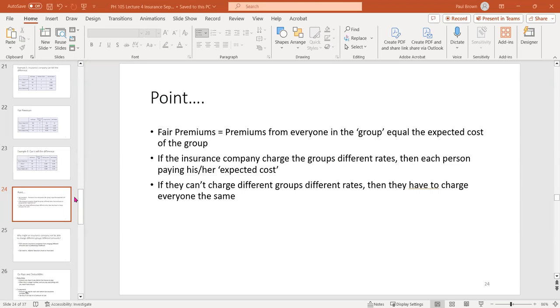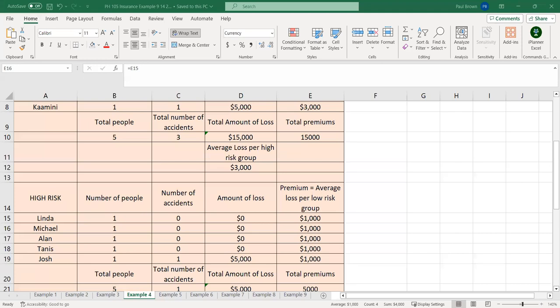Okay, so last time we were going through all these examples about how you calculate insurance rates, right? Fair premium. And then what happens when you have a deductible? What happens when you have a copayment? And then what happens when you have both a deductible and a copayment? So we're going through all these different types of examples.